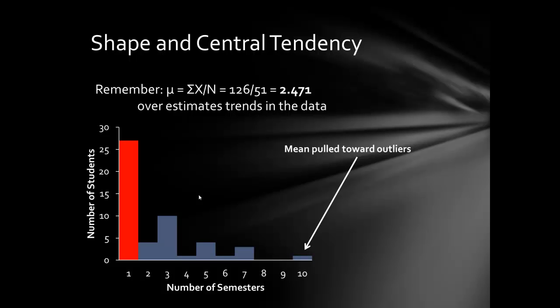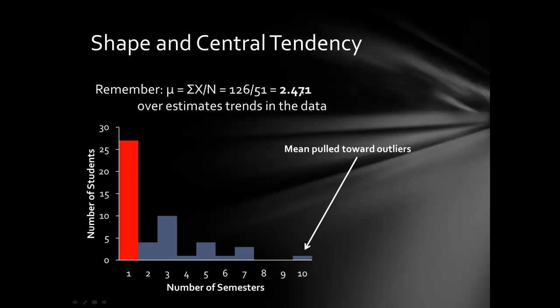So here's an example of a ratio variable that the mean is not appropriate for. It's continuous, it's ratio, but the shape is definitely not normal. This is a very positively skewed distribution. So, remember, the whole point of central tendency is to find a score or scores that represent all the numbers in the data set. Well, 1 is clearly the most representative number of the data set. That's where most of the scores are falling. And if you remember, that was our mode and our median. But our mean, when we calculated that, was 2.471. And that grossly overestimates the true trend in the data, the number of semesters that students have been attending NSC.